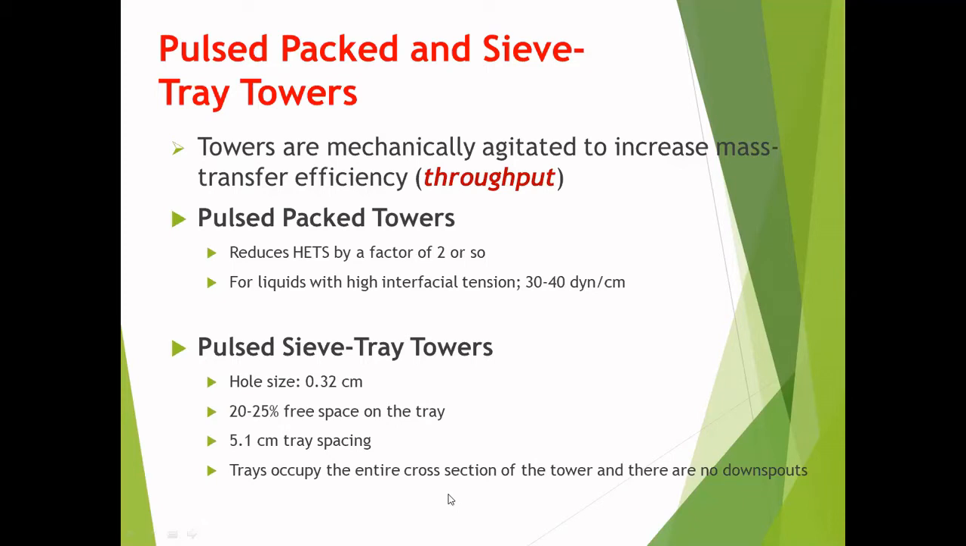If you notice in the previous towers that I have shown to you, there is some form of guide for the liquids that are flowing down your column, for them to flow as directed. That is referred to as the downspout. In the case of the pulsed sieve tray towers, there is no need for a downspout. So the entire cross-section of the tower is your tray itself, or the trays themselves.